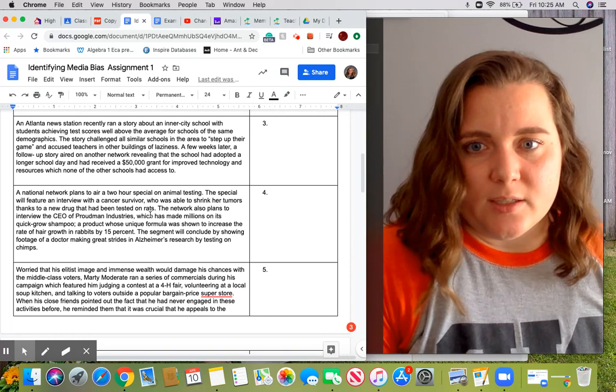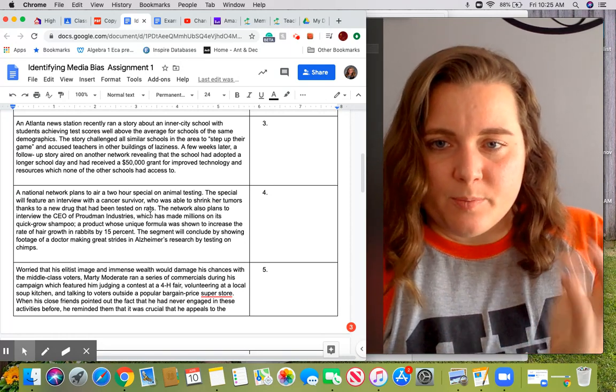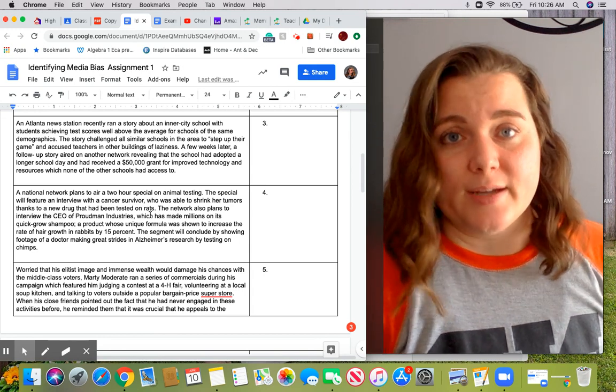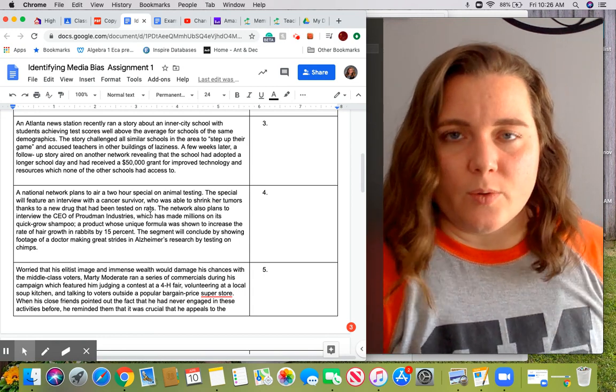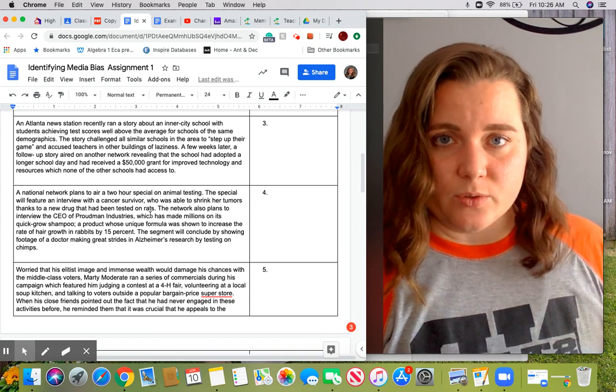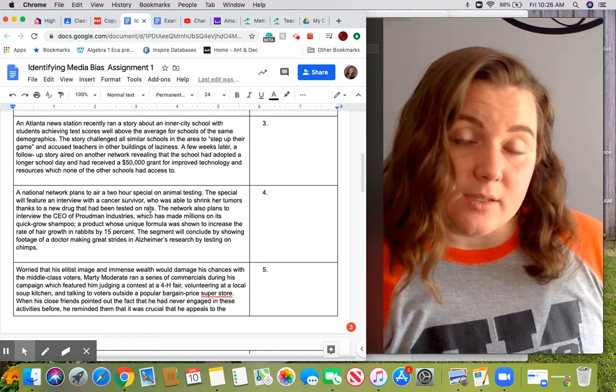So this is bias by selection of sources because this program is only going to feature people who have seen positive effects of animal testing. They're not showing the negative effects of animal testing at all. They're not picking those sources. So that's bias by selection of sources.